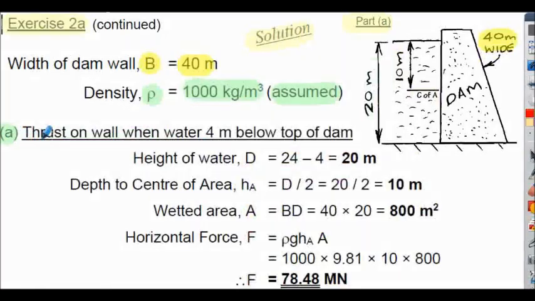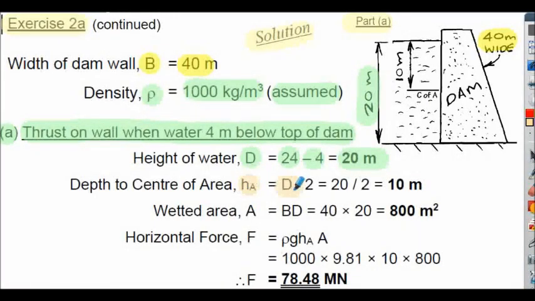Then part A, we have to consider the thrust on the wall when the water is 4 metres below the top of the dam. So the height of the water D is 24 metres, that's the total height of the dam, minus 4 metres. So 20 metres is the height of the water in the dam. The centre of area, HA, is D divided by 2, so that's 20 divided by 2 here, so that's 10 metres. The wetted area A is dimension B times dimension D. It's the value of 800 metres squared.